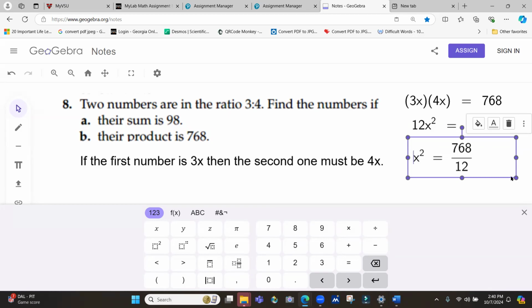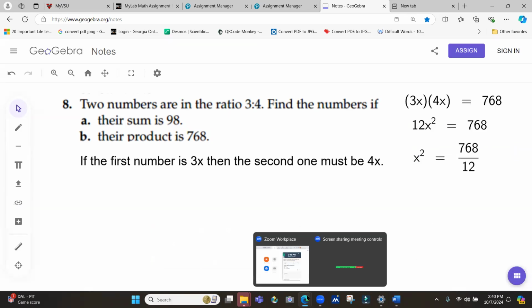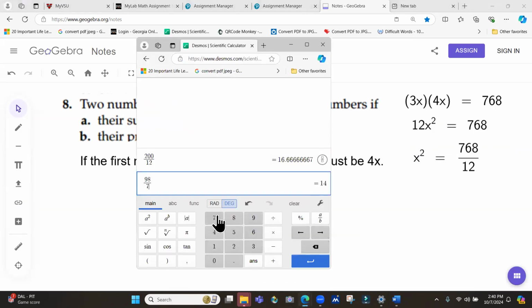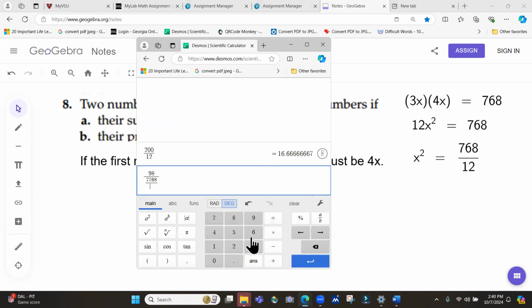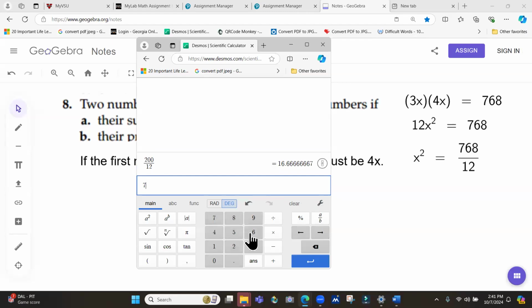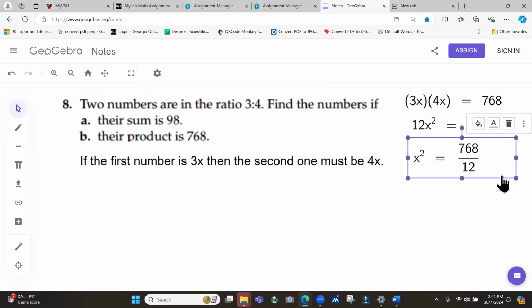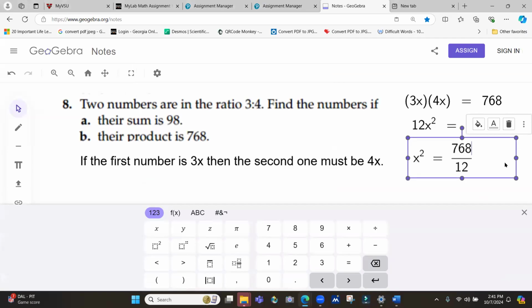And I will use my calculator. 768 divided by 12 is what? And I'm glad it's a nice, perfect square. That makes me feel good because I don't think I messed it up. 64.